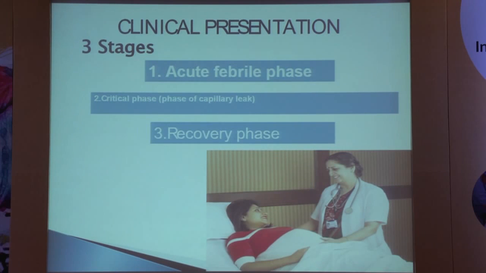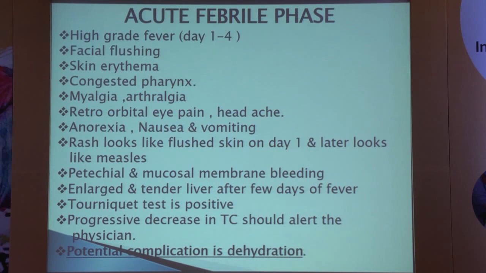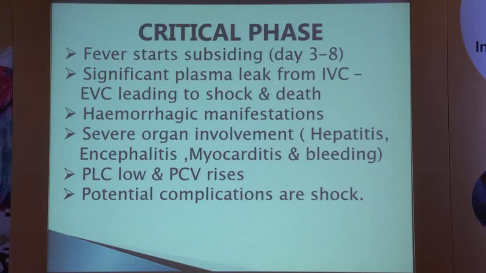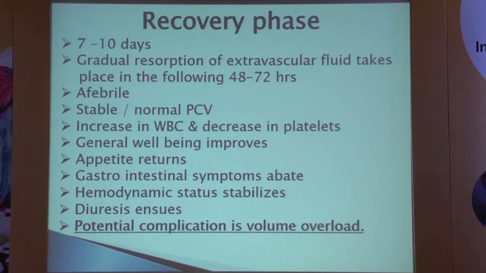Now, the clinical presentation of dengue in pregnancy has 3 stages: the acute febrile phase, the critical phase, which is the phase of capillary leak, the very, very important phase, and the third one is the recovery phase. Now, acute febrile phase, you can just go through because I think there is not much time. The potential complication is dehydration, and in the critical phase, again, you can go through, and the potential complication is shock. In the recovery phase, the potential complication is volume overload.